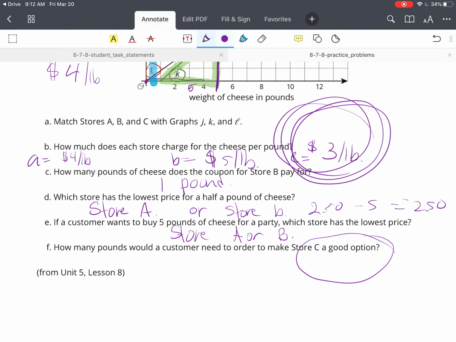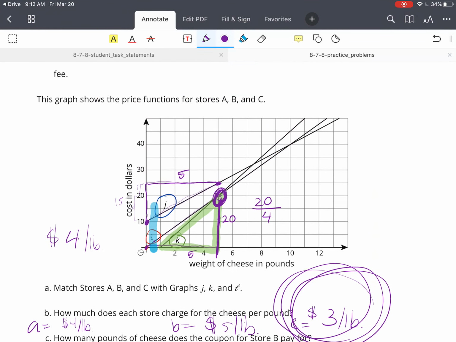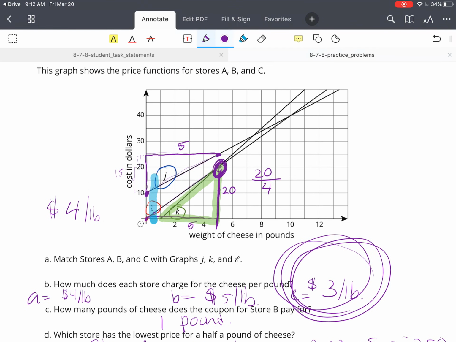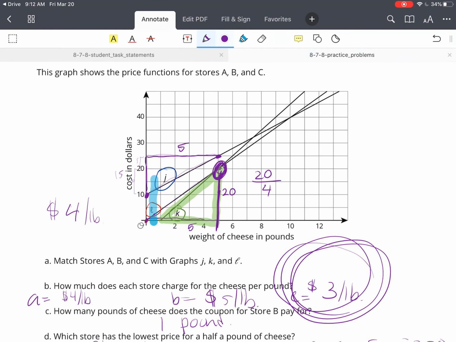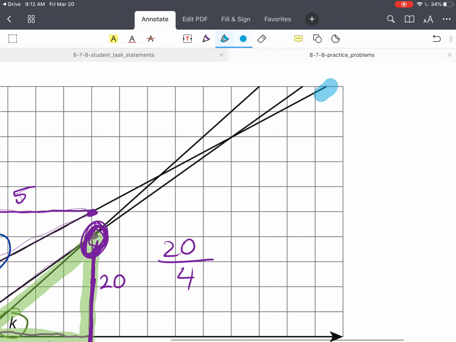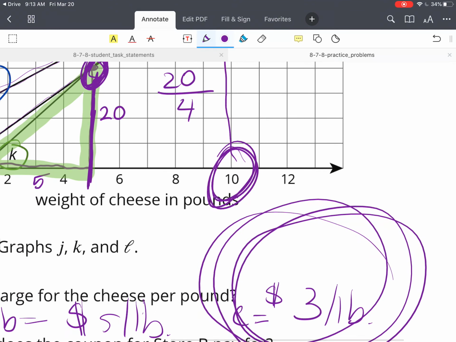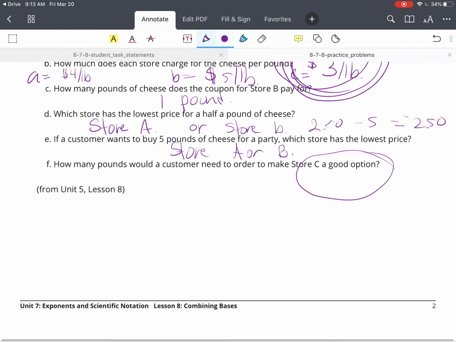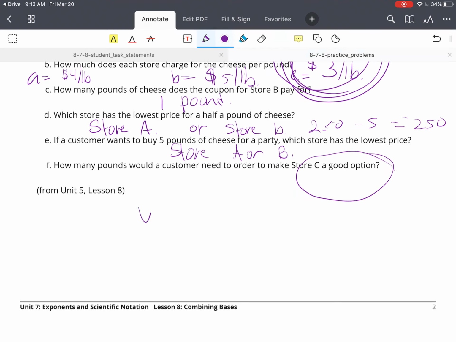But if you want to use store C, because remember, store C charges the cheapest pounds, $3 per pound. How many pounds would you have to buy before it's the cheapest option? And that's this line right here. Right here. How many pounds is that? 10 pounds.